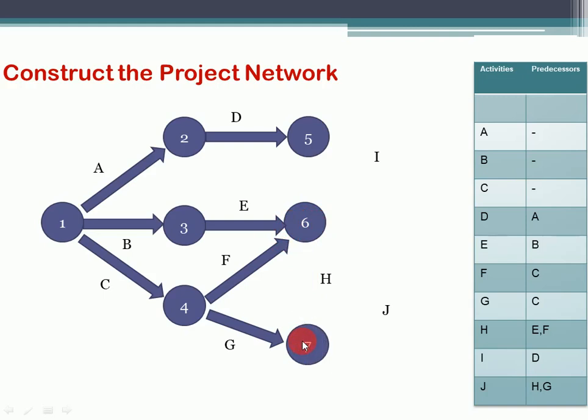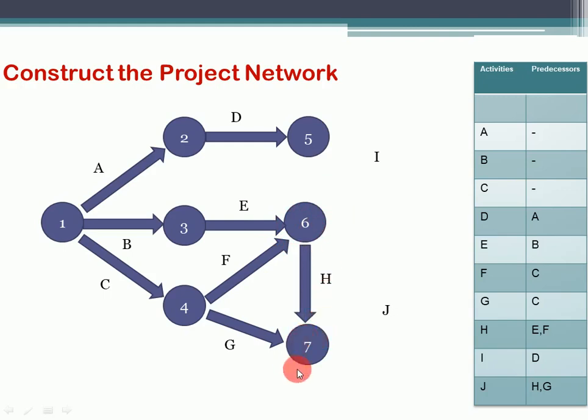Alright. Now activity G, now H. Activity H is having E and F as its predecessor, right? That means where E and F are ending, we have to start H. Like E and F are ending at 6, we have to start activity H from node number 6 like this, and it will end at node number 7.